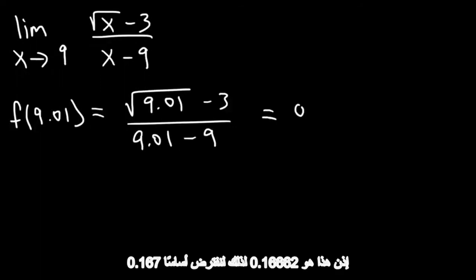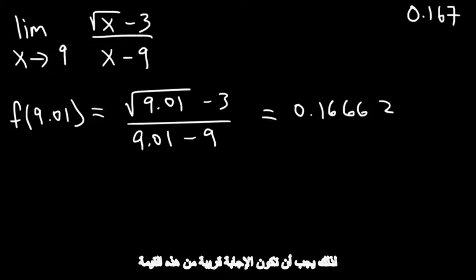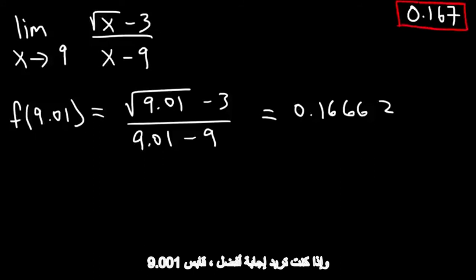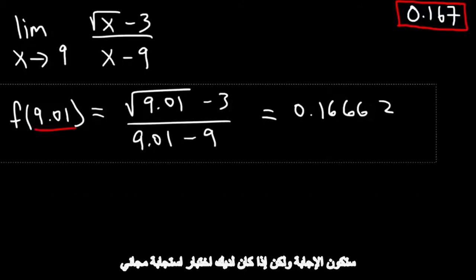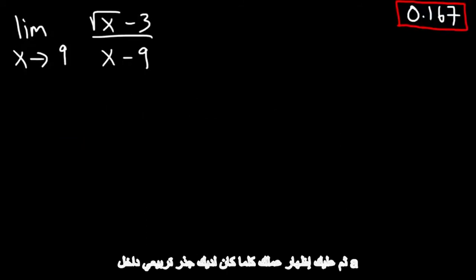So this is 0.16662. So basically, let's say 0.167. So the answer should be close to this value. And if you want a better answer, plug in 9.001 or even 9.00001. The closer it is to 9, the more accurate the answer will be. But if you have a free response test, then you have to show your work.